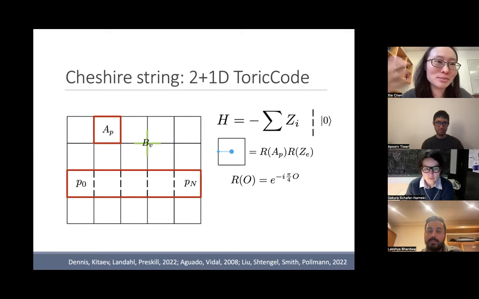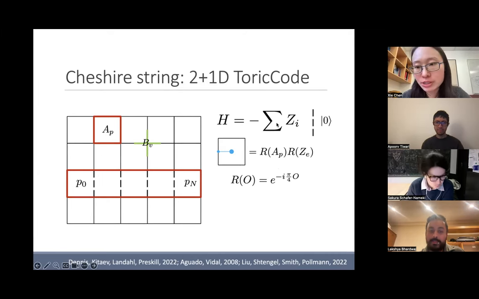It's basically doing some operator replacement. So we're replacing the single X. Can I ask you about what is the precise Cheshire string you're looking at? Are you condensing a boson or a fermion of the toric code? Oh yeah, it's a boson. The string operator is just a Z. Okay, it's a boson.